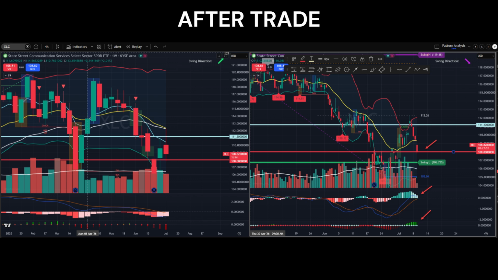The weekly chart also matters. The weekly chart on the left also helps put the move into perspective. The shorter-term recovery on the 4-hour chart didn't erase the larger structure. XLC was still operating inside a much more complicated weekly environment. That's an important reminder when using multiple time frames.